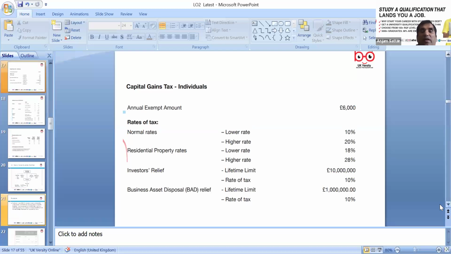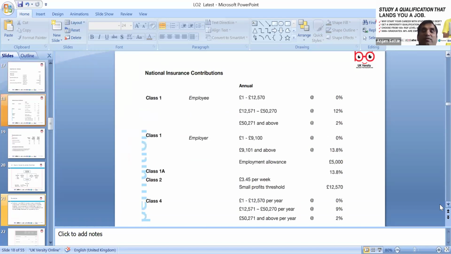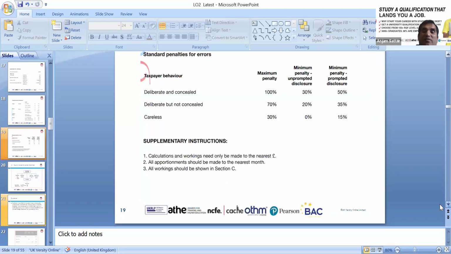Okay, so capital gains tax, which we can look around on the lower and the upper rates, and then according to the limit, investor relief is available, which we can claim according to the limit. Then of course classes, those we need to keep in mind. If deliberately tax hidden, that's 100% maximum penalty of the outstanding tax, and if it's careless it is 30%. Deliberately but not concealed, that can be 70%. So we can look around.